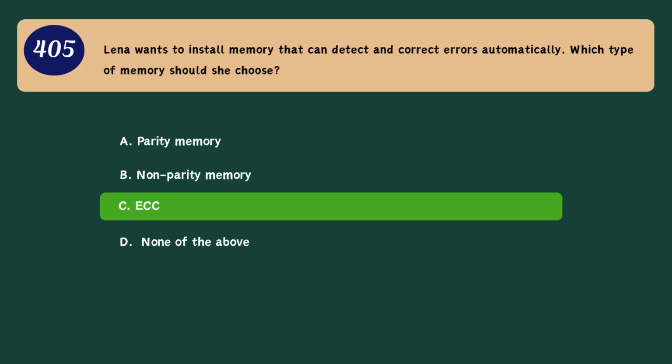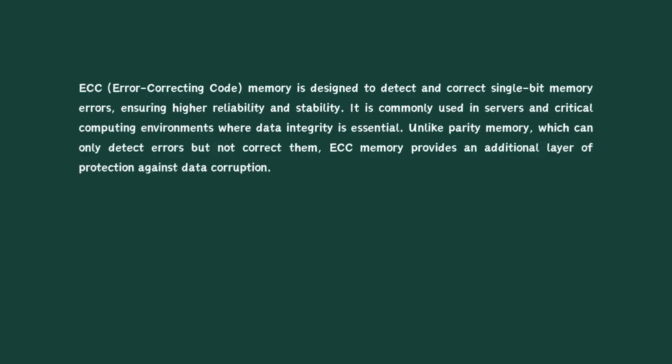Correct answer: C. ECC. ECC, error correcting code, memory is designed to detect and correct single-bit memory errors, ensuring higher reliability and stability. It is commonly used in servers and critical computing environments where data integrity is essential. Unlike parity memory, which can only detect errors but not correct them, ECC memory provides an additional layer of protection against data corruption.